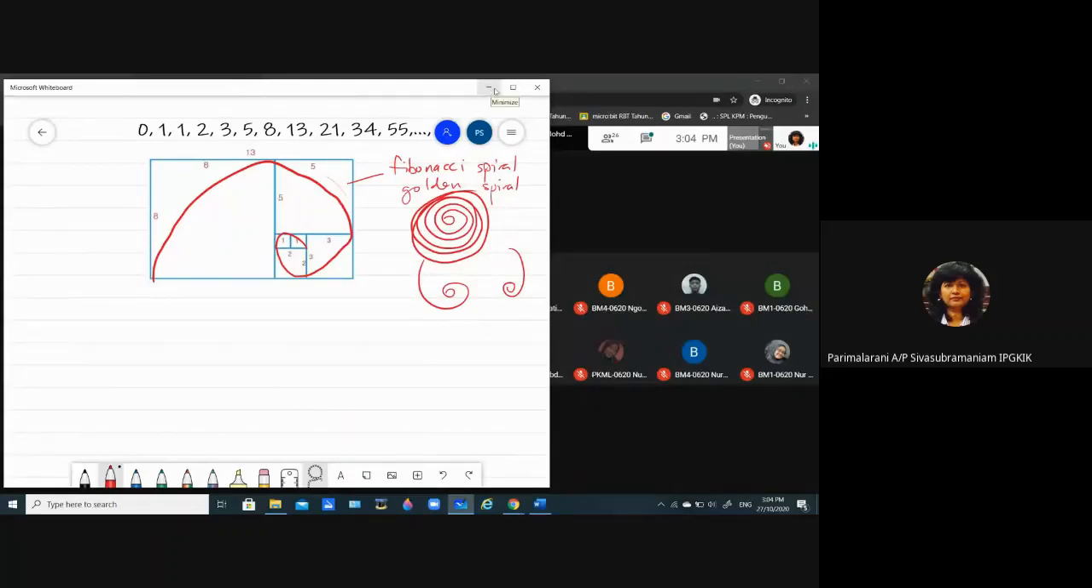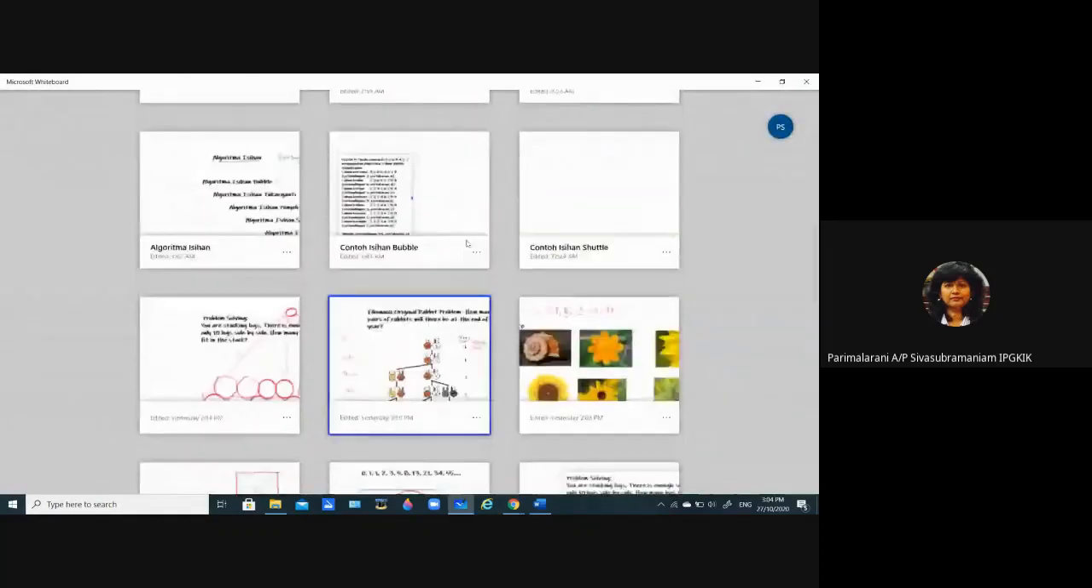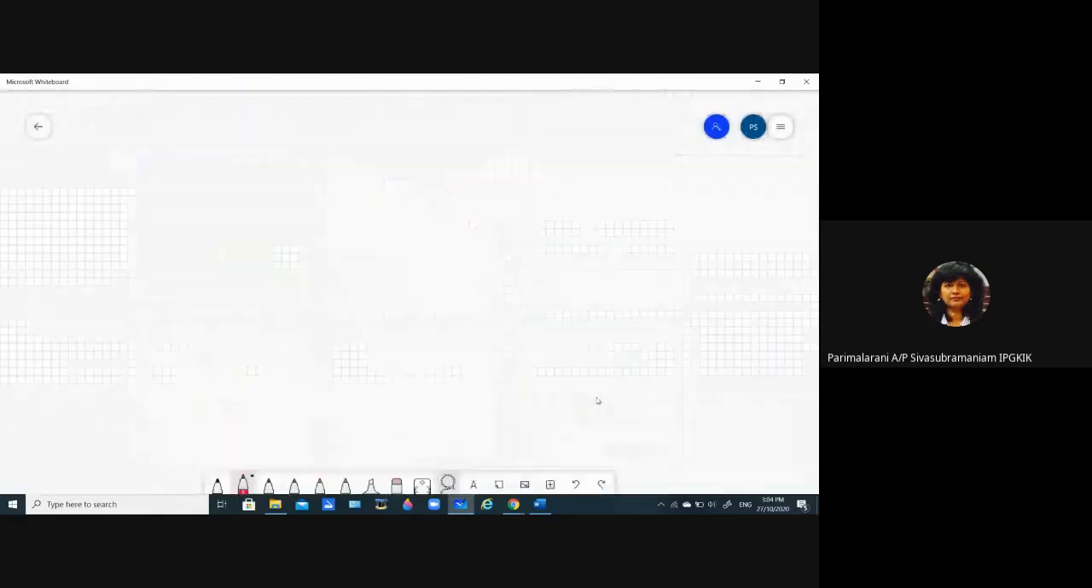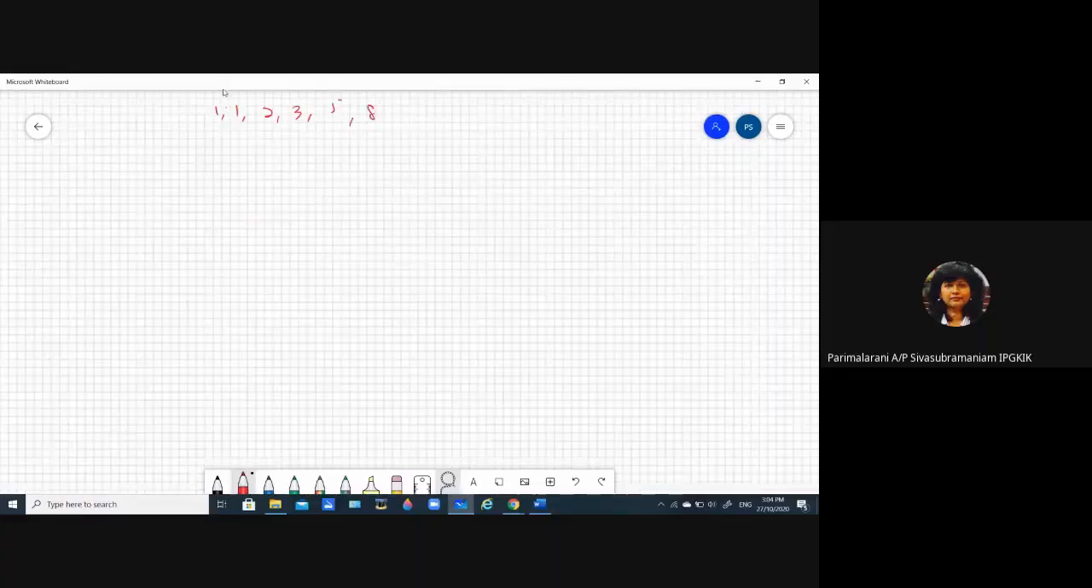Let's look at one more. Let's see how we can draw that. Say we want to draw the Fibonacci numbers shown earlier. We know that our numbers are 1, 2, 3, 5, 8, 13, and so on. So we start with a square with a dimension of 1. So this square has a dimension of 1, correct?